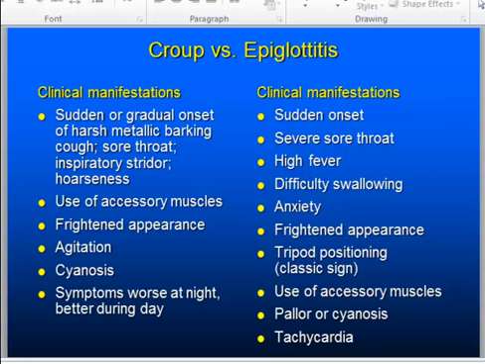often begins at night and may be preceded by several days of symptoms of upper respiratory tract infection. The child that has laryngotracheal bronchitis may have a gradual onset and a fever along with other signs and symptoms. And occasionally that fever can go as high as 104 degrees. So we can have use of accessory muscles, frightened appearance, agitation, and that cyanosis that you'll see.